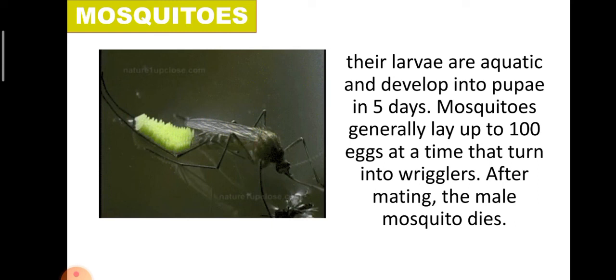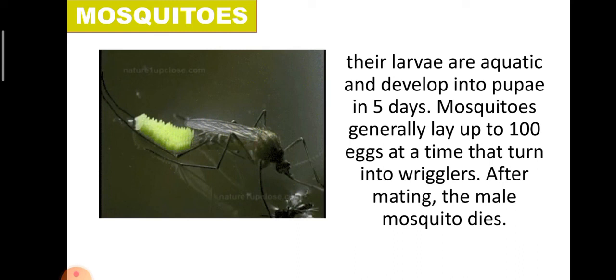Alam natin inire-release ng mosquito ang eggs niya sa tubig. Kaya pag buntis ang female mosquito, kinakailangan niya ng tubig para ilay niya yung eggs niya dyan. So, ganyan niya yan inililay, parang nakahile-hilera siya. So, up to 100 eggs ang kaya niyang ilabas.